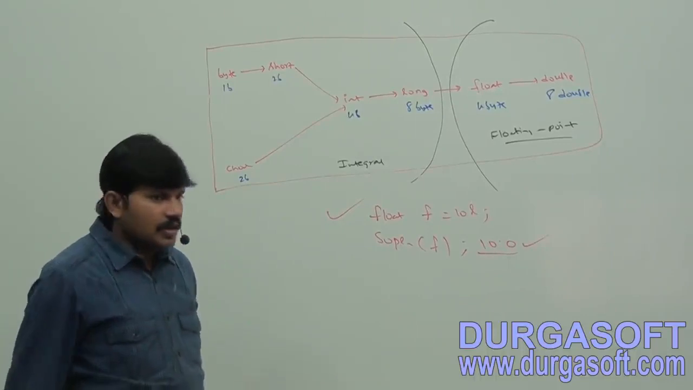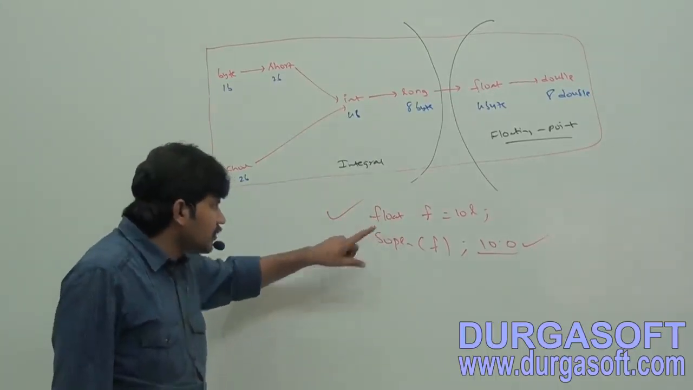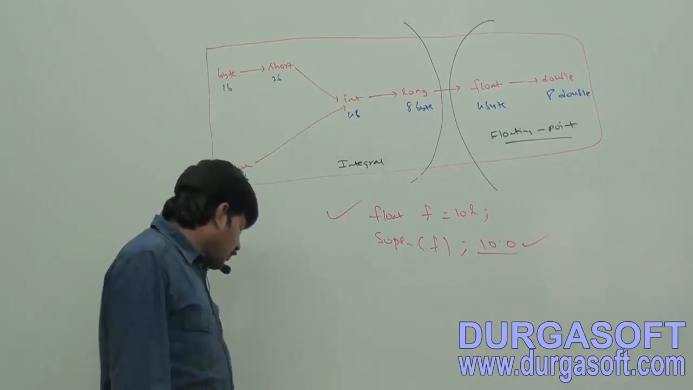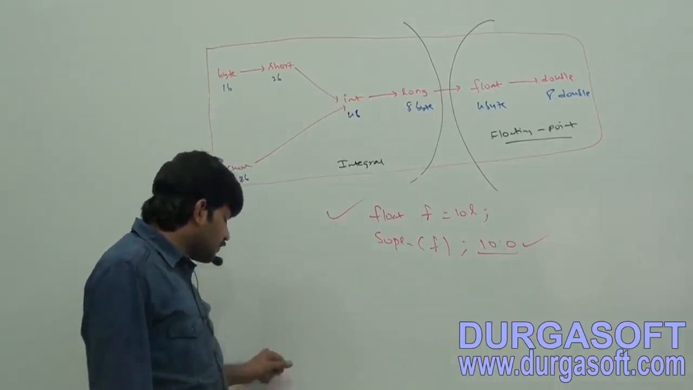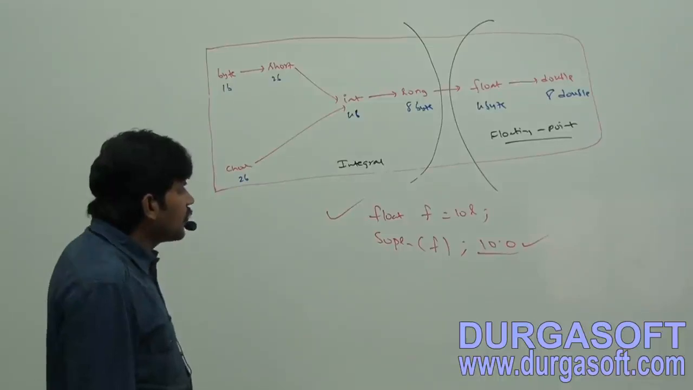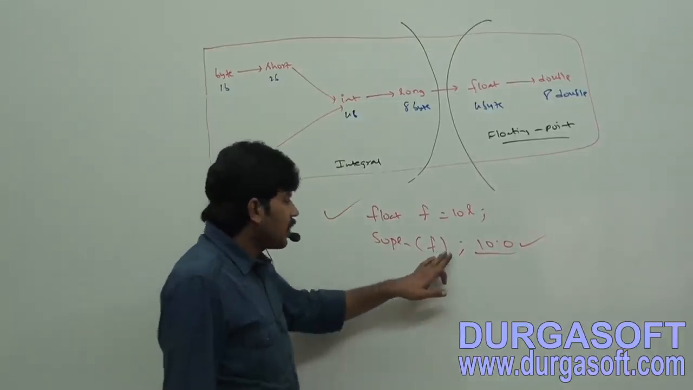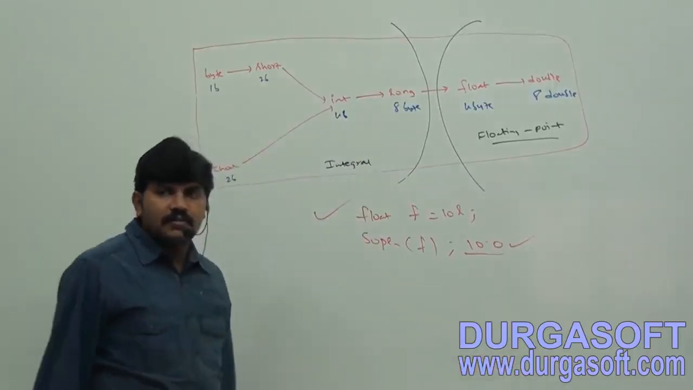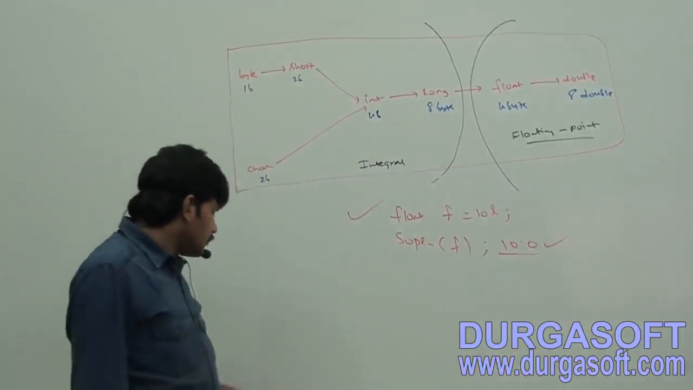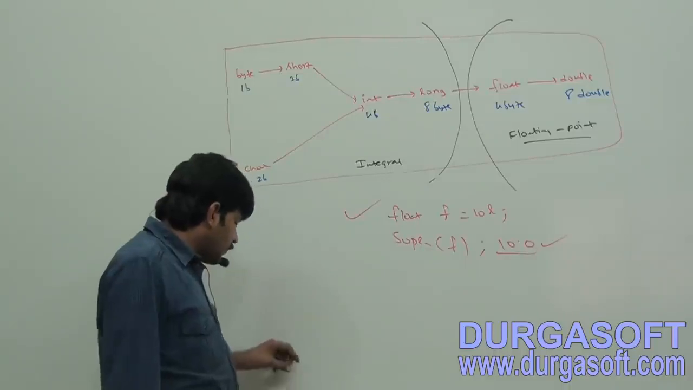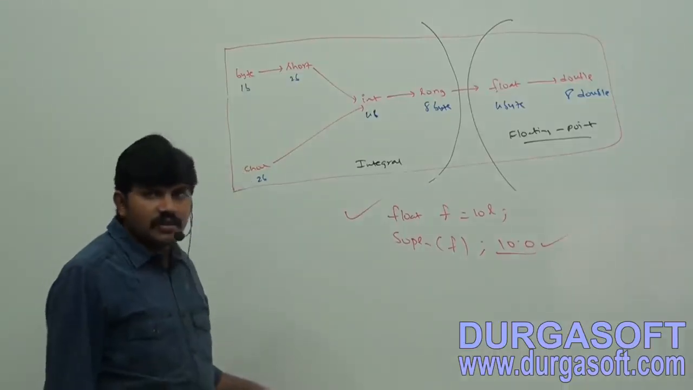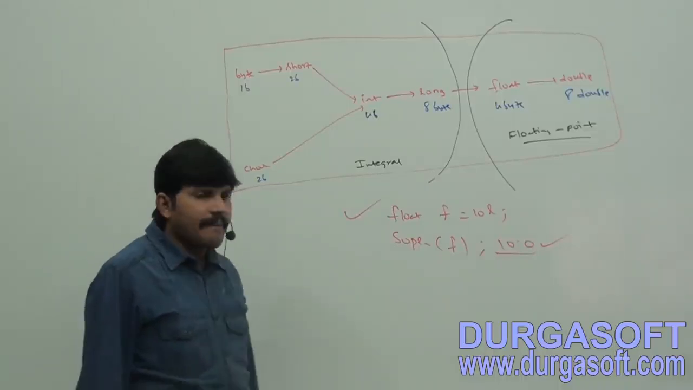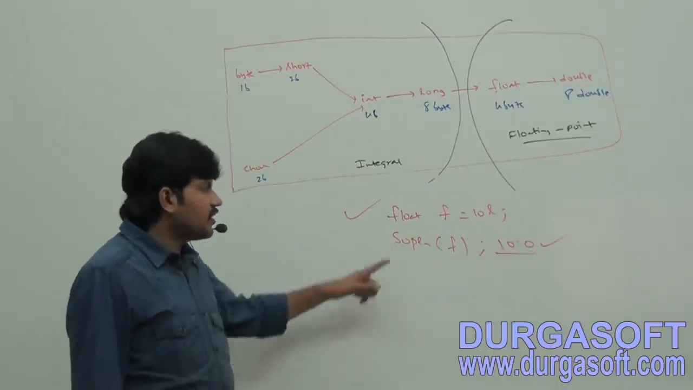Completed, right? Now take this one. Float f is equal to 10L. Next, SOP of f. The answer is 10.0. SOP of f, the answer is what? 10.0, like this. Is it valid or not?